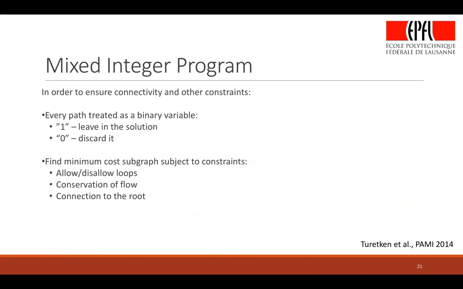And finally, if we want to ensure that our network is connected with some kind of selected route, or that we have a tree structure, so without loops, or maybe we want to allow loops, we can write an integer program where every path is treated as a binary variable. At the end of the optimization, when we try to minimize the cost of the subgraph, if the path gets assigned 1, it means that it should be left in the solution, and when it gets assigned 0, it means that we should discard it.